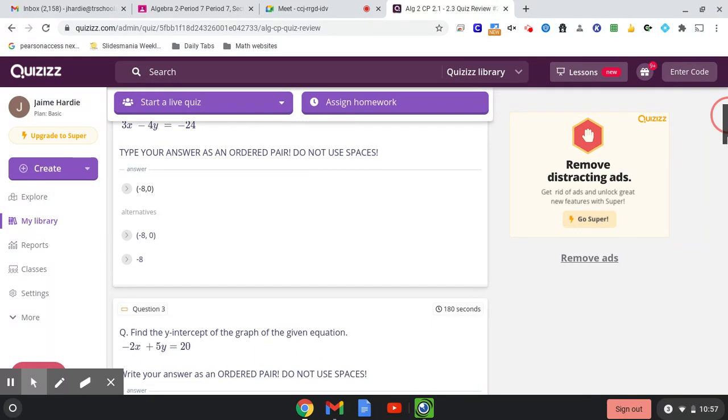All right, now we want to find the y-intercept, different equation. Now we're finding the y-intercept, and we have to write our answer as an ordered pair. So now the equation is negative 2x plus 5y equals 20. So you can do that whole cover and solve thing again, or there's another way to do the y-intercept.